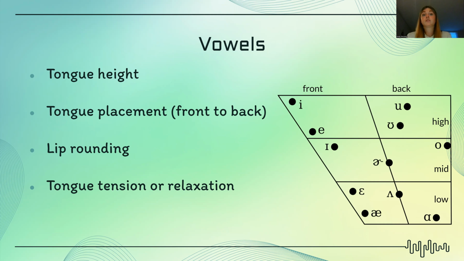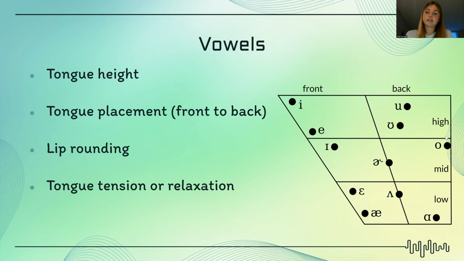So now vowels. So just like there are those different characteristics, place, manner, and voicing that we use to describe consonants, there are different characteristics that we use to describe vowels. So those characteristics are your tongue height, and you can see in this little graph over here that all of the vowels are plotted based on whether they're front, back, high, mid, or low.